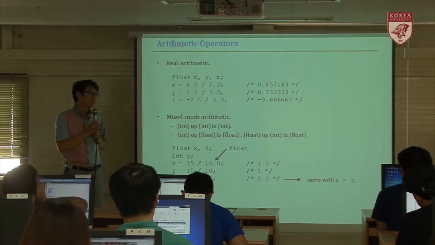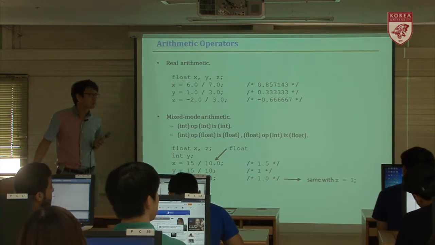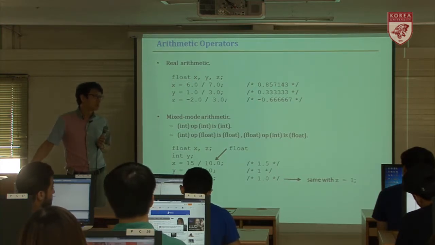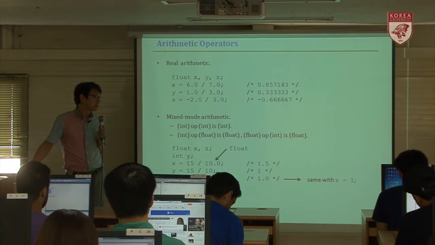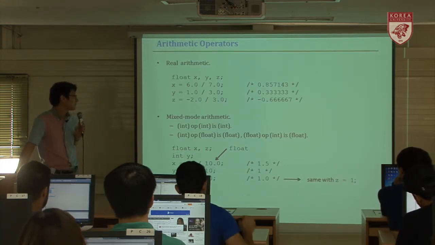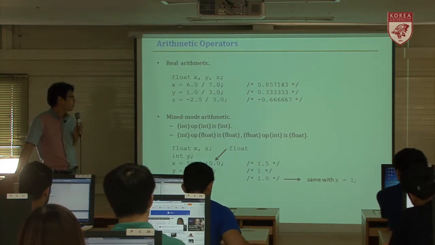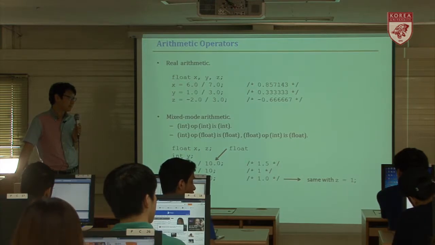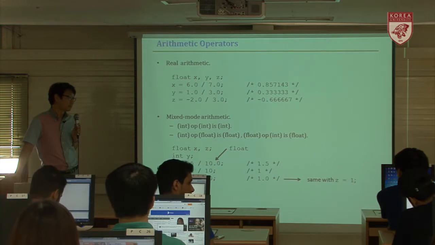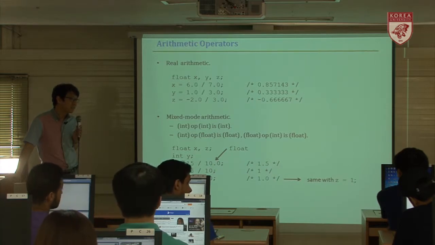Question? Yes. Is there any good reason why you wouldn't always use floating numbers? Is there any spectacular reason why you wouldn't use floating numbers always? So your question is why we don't use floating numbers instead of integers? No, my question is why would I use integers instead of floating numbers?